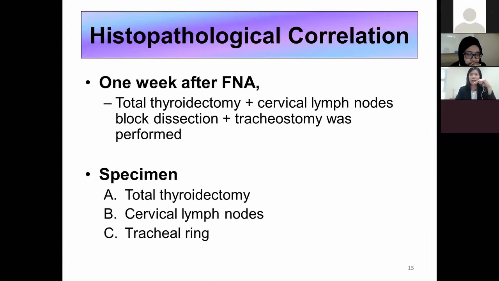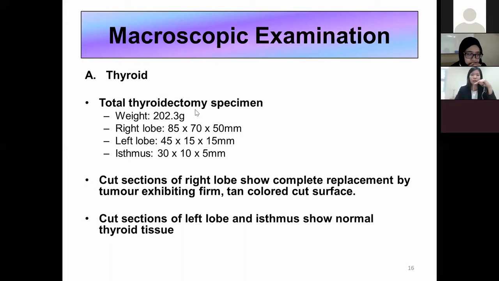So fair enough. One week later, they proceeded with a total thyroidectomy, cervical lymph node resection, and a tracheostomy was performed. And these are the samples that they sent. We received a total thyroidectomy specimen, a very huge thyroid, and sectioning shows complete replacement of the right lobe by tumor cells, while the left lobe and the isthmus are unremarkable.